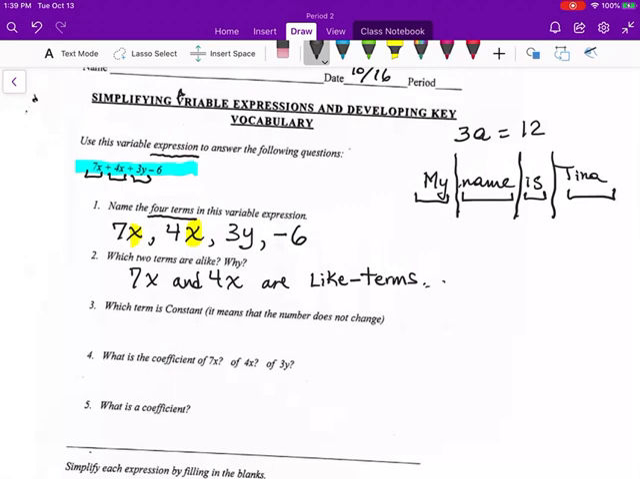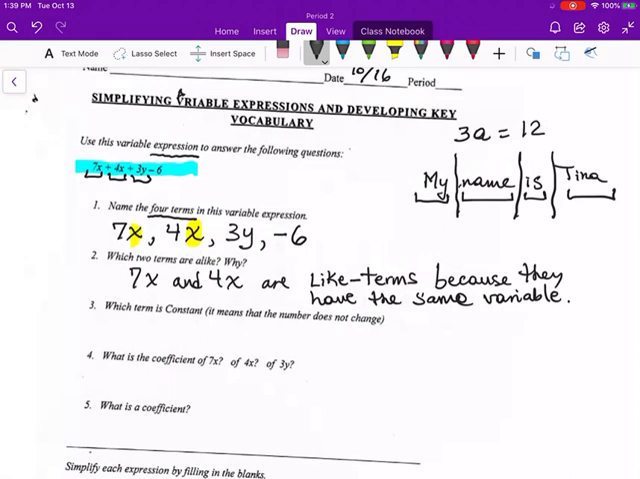Now, why? We're going to say because they have the same variable. We don't call them letters, but you know they're letters that represent numbers. Variable. So 7x and 4x are like terms because they have the same variable. Okay, now let's go to the next one.